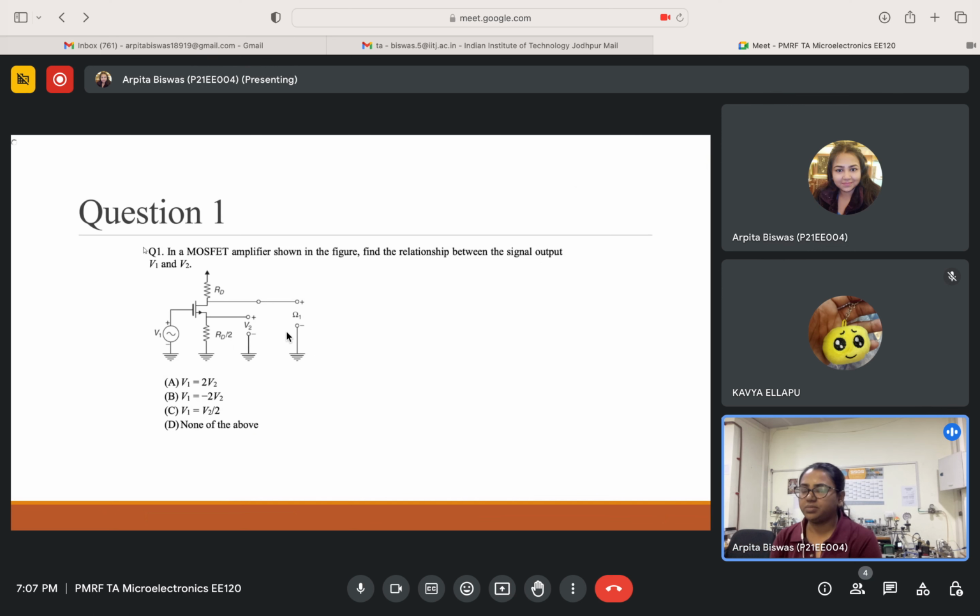This is question number 1. In a MOSFET amplifier shown in the figure, find the relation between the signal output V1 and V2. The first option is V1 equal to twice V2. The second option is V1 equal to minus twice V2. The third option is V1 equal to V2 by 2, and option D is none of the above. Please try to solve this question. At least try, then I will solve. Take your time, but at least try.